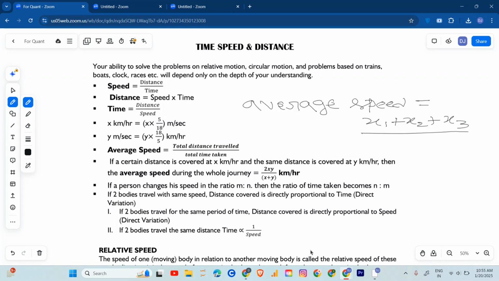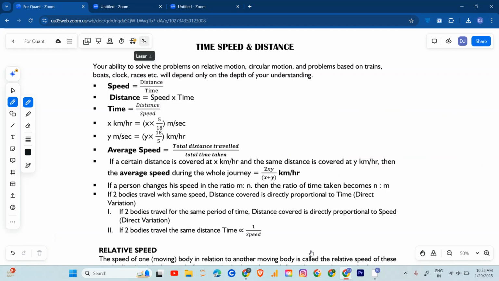first scenario, x1 by v1 plus x2 by v2. Third one is x3 by v3. Okay, so that's how we calculate the average speed. Now we go to the next point.